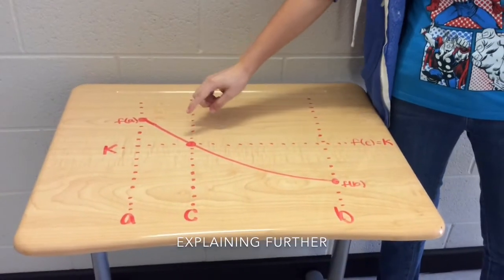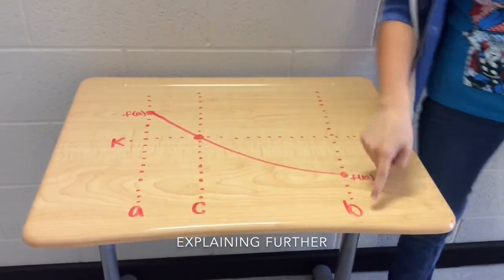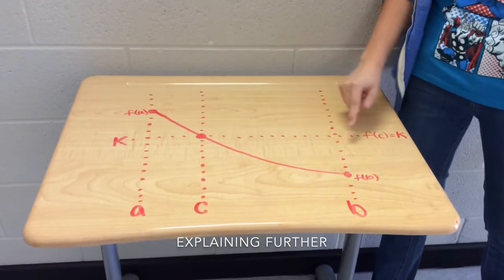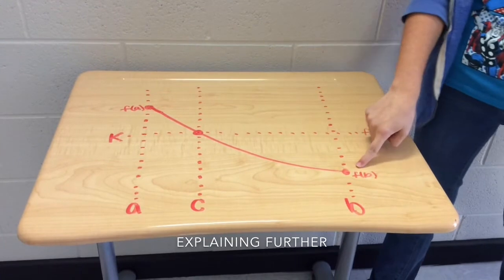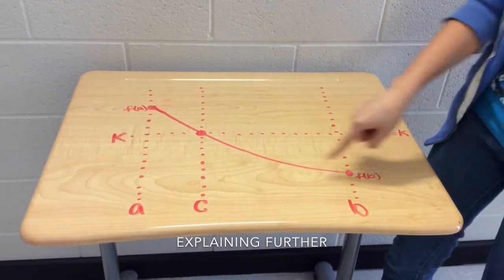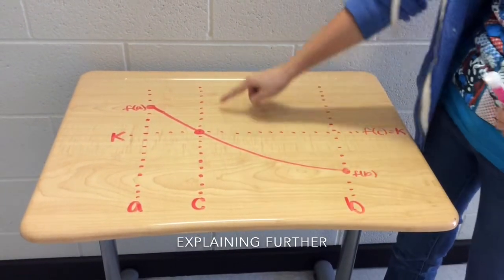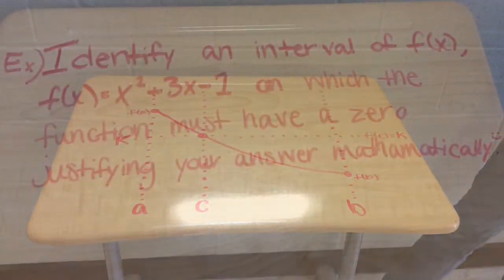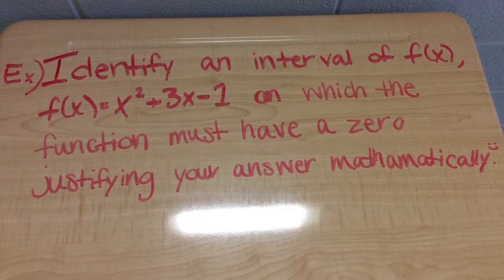F of x is continuous on the closed interval from a to b, and there exists some value k such that k is in between f of a and f of b. There exists some value c on the open interval a to b such that f of c equals k. Ta-da! Now let's try one.